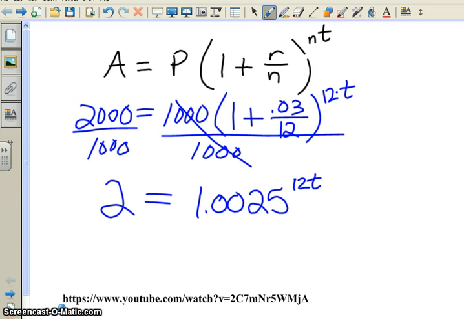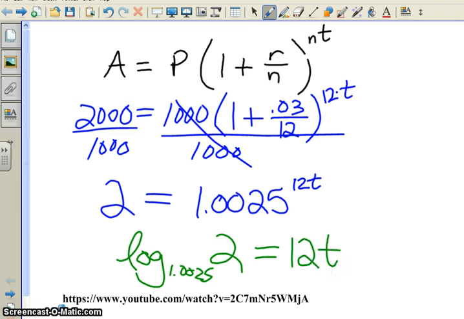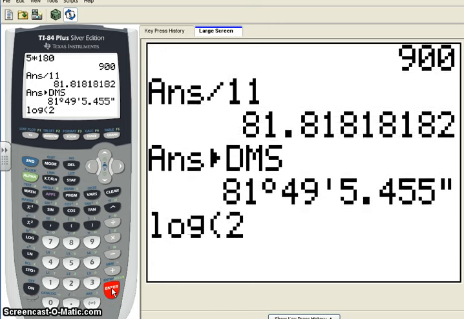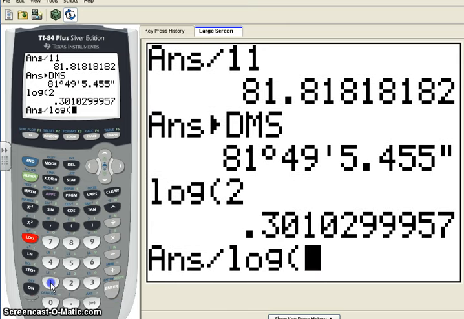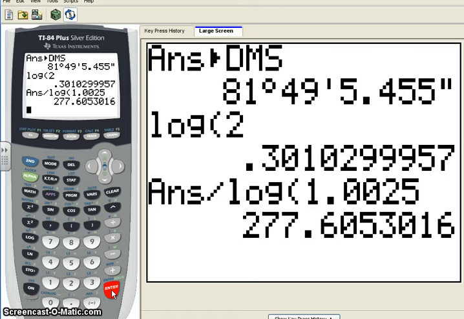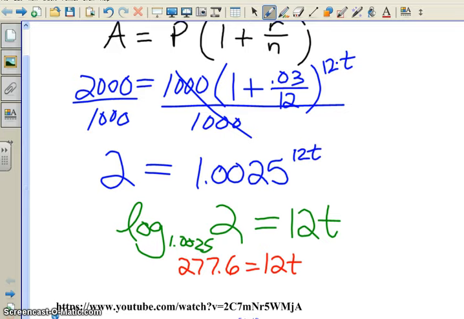So I will rewrite this in log form. So this will turn into log with a base of 1.0025 of my answer is equal to my exponent. So to evaluate that log on my calculator, I will do log of 2 divided by log of 1.0025, which is 277.6. And when I divide by 12, I get about 23 years to double my money.